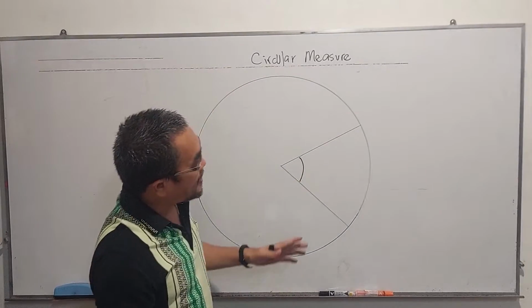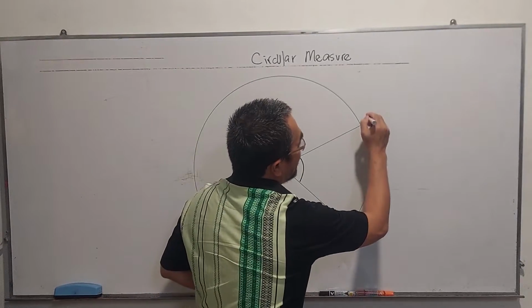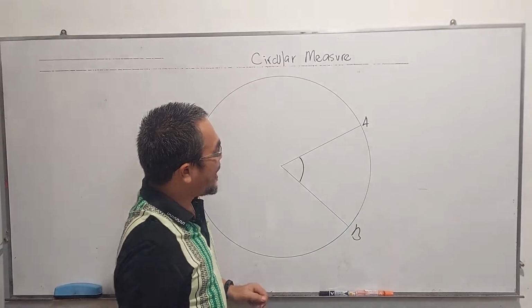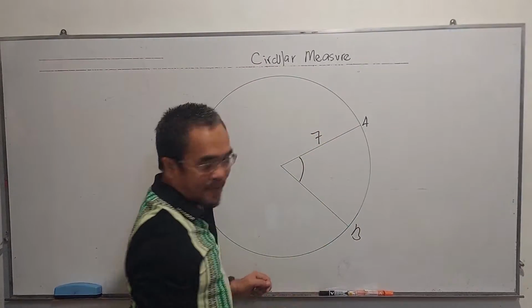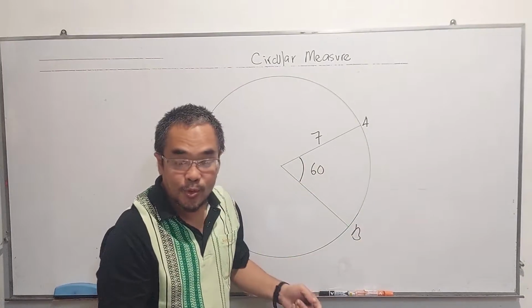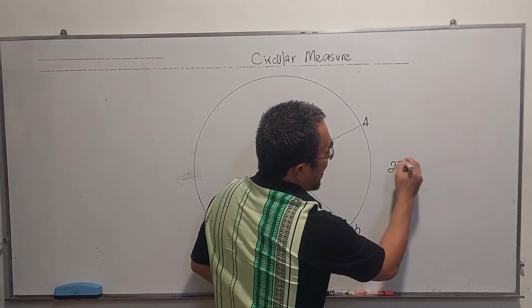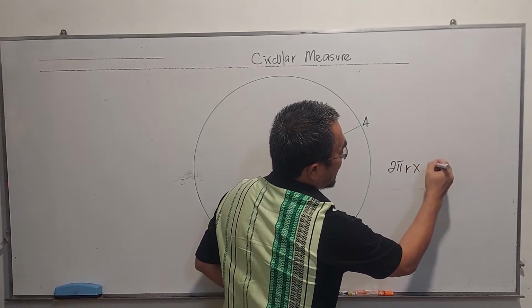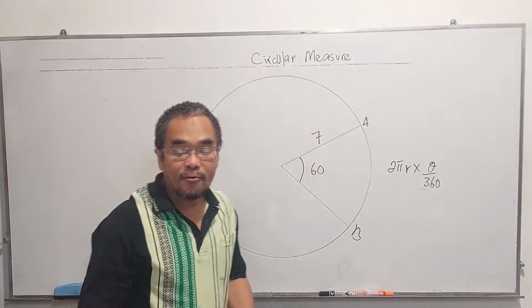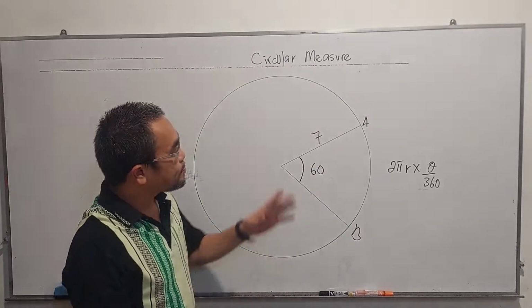here, okay, I believe you know how to calculate the length of A to B if you are given that the radius is 7 and the angle is 60, right? You know how to calculate. So you use 2 pi r times theta over 360. Okay, I believe all of you remember this.